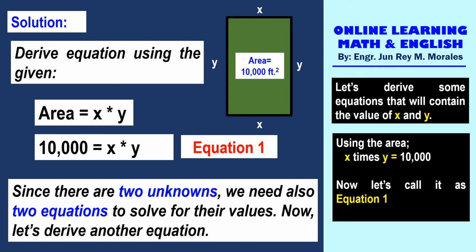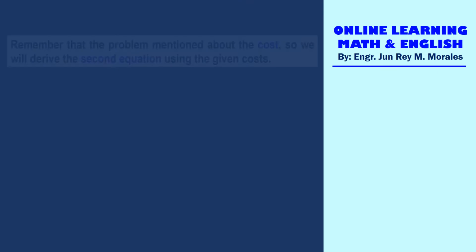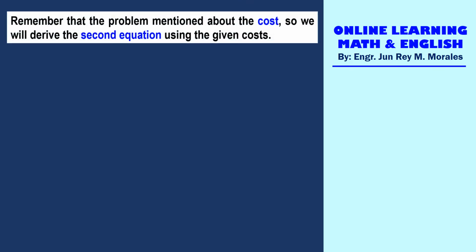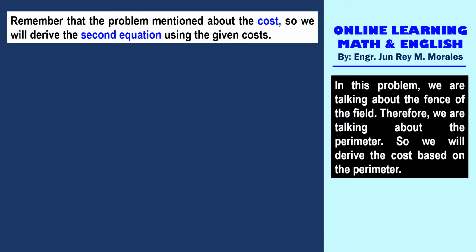Since there are two unknowns, we need also two equations to solve for their values. Now, let's derive another equation. Remember that the problem mentioned about the cost, so we will derive the second equation using the given costs. In this problem, we are talking about the fence of the field. Therefore, we are talking about the perimeter. So we will derive the cost based on the perimeter.